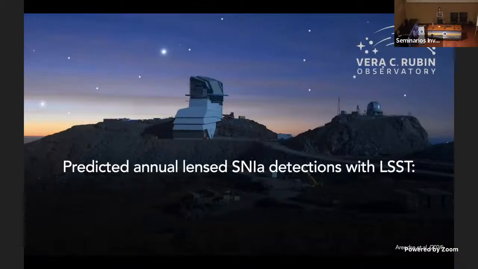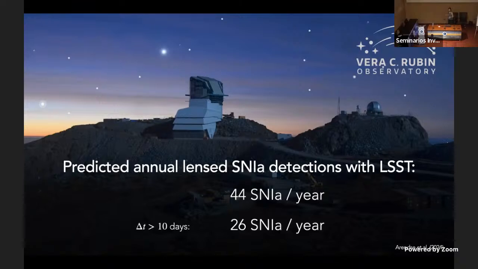Putting it together, our results for the lensed supernova detections with LSST is that we expect to find around 44 lens type 1a supernovae a year. I mean, this is really great if we compare it to what we currently have. It means almost one lens supernovae a week, which is kind of crazy. But of course, not all of these will be useful for cosmology. Some will have shorter time delays, like supernova Zwicky. But if we look at the subset of those with time delays larger than 10 days, we still expect to find around 26, which is really good.